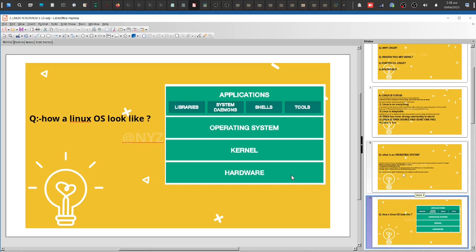Again, the next question: how does the Linux OS look? As we mentioned, the OS is something that makes the hardware do something. So how does a Linux OS look? On top of the hardware, there will be the kernel. It is not directly the operating system; it is the kernel. The kernel is the heart actually. The kernel does a lot of stuff, and on top of that are the operating system and all the libraries, system daemons, shells, tools, all the things on top of the operating system. So the operating system is a platform where we can download applications and so many things.